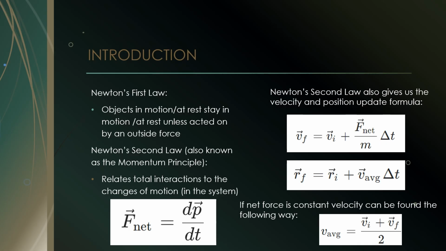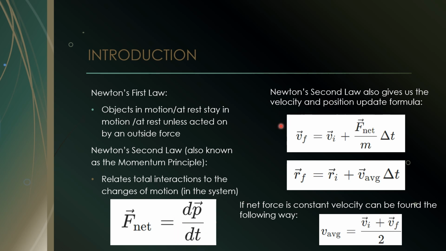This lab uses two fundamental physics principles, Newton's first and second laws. Newton's first law states that objects in motion or at rest stay in motion or at rest unless acted on by an outside force. Newton's second law, also known as the momentum principle, relates the total interactions to the changes of the motion in the system. So basically, how these added forces in the system affect our momentum and how the object travels and moves. This is related to the formula F net equals the derivative of momentum over the derivative of time.